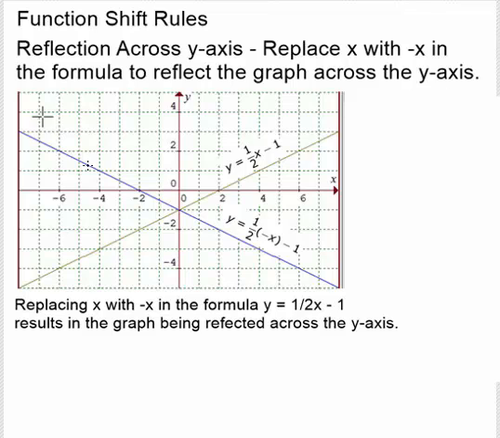I have the graph of y equal 1/2 x minus 1. It's the equation of a line. I replace x in that linear equation with -x, and I get y equal 1/2 times -x minus 1. And you can see that the graph of the new line is a reflection of the other line across the y-axis. We won't see this rule too much right now, but when we get to the chapter on exponential function graphs, we will see this rule used quite a bit.